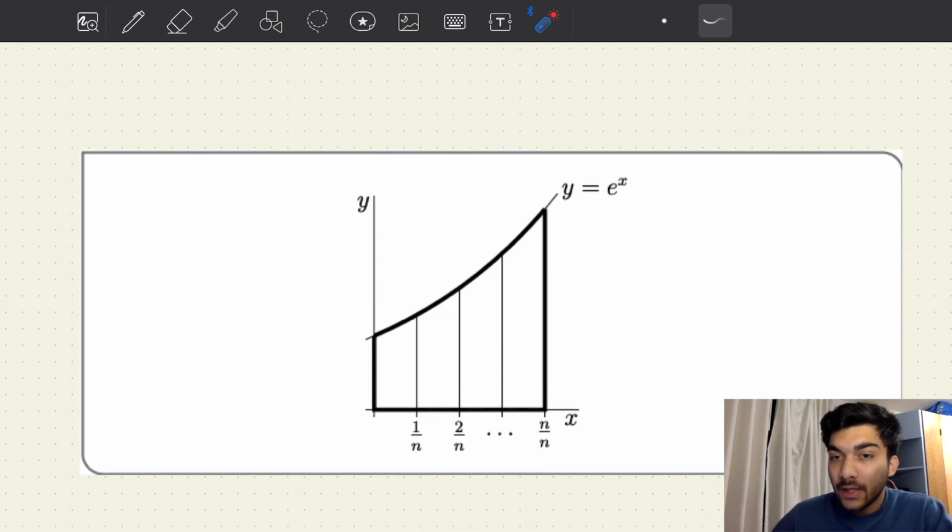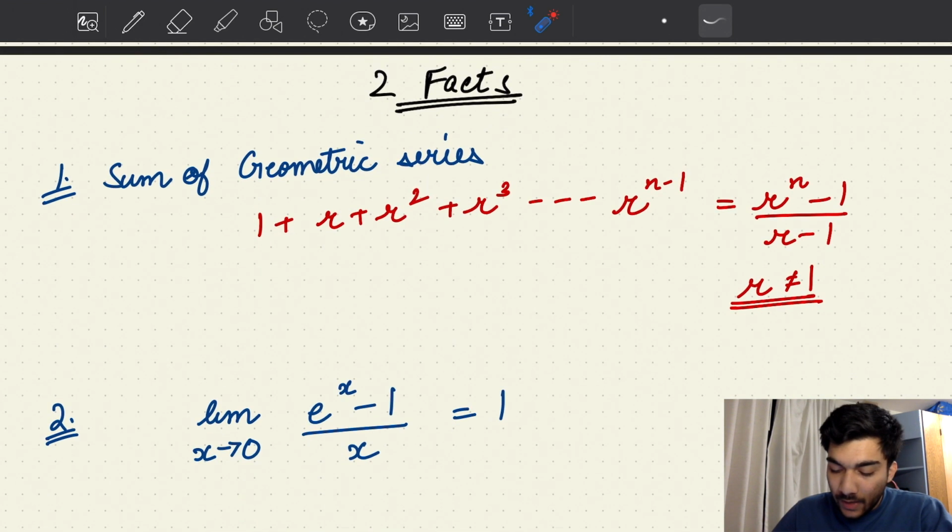But before we start calculating the actual area under the curve, there are two important facts that we'll be using in this video. We'll cover those two facts first, and then move on to calculate the actual area under the curve of y equals e to the power x from x equals 0 to x equals 1. Those two facts are, one, the sum of the geometric series and the formula behind it.